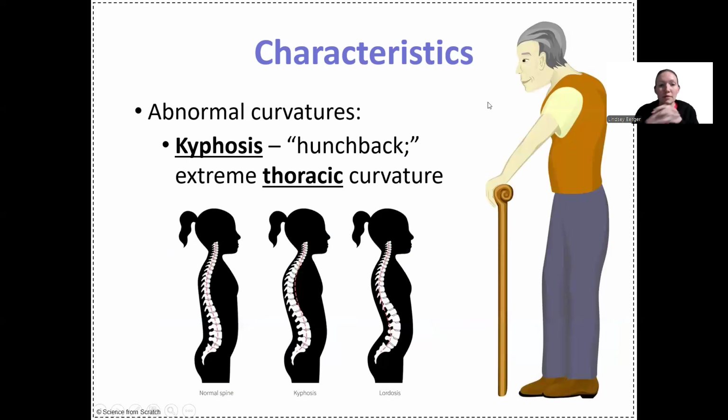Then we have some different types of curvatures that can happen for different reasons, be it congenital, so maybe you're born with it.